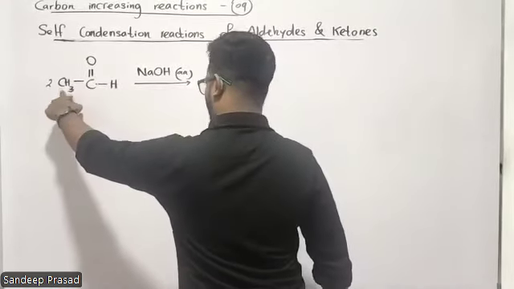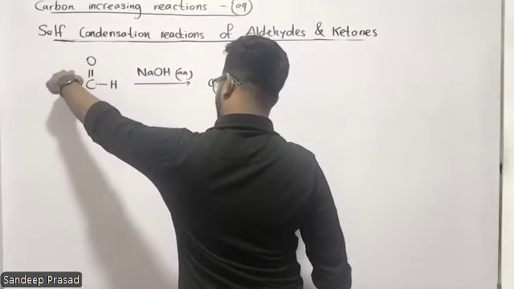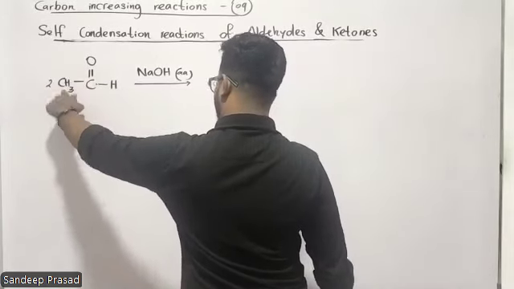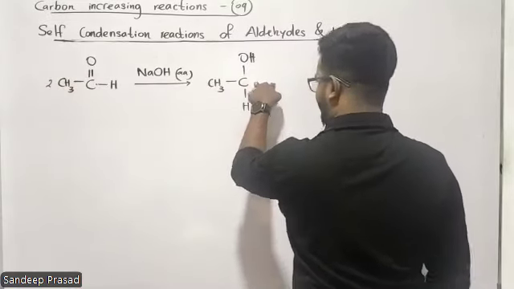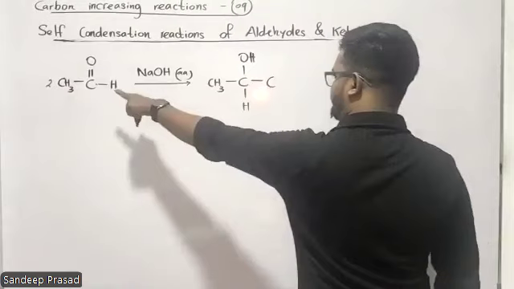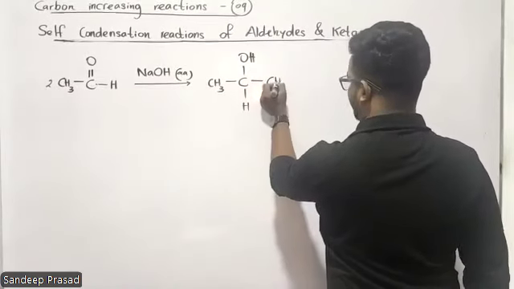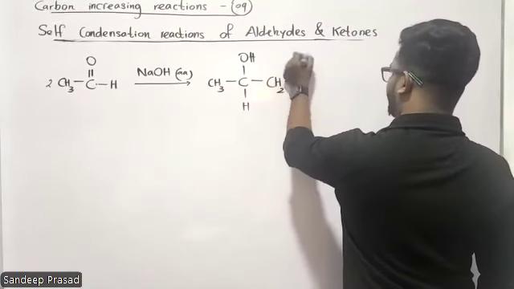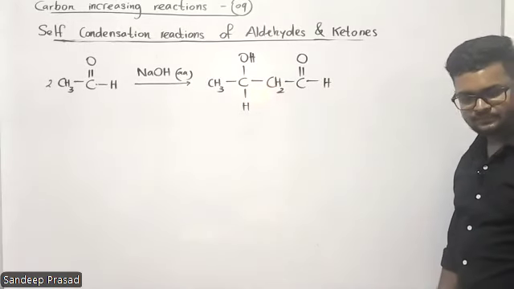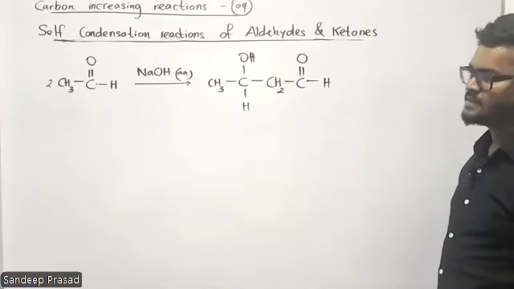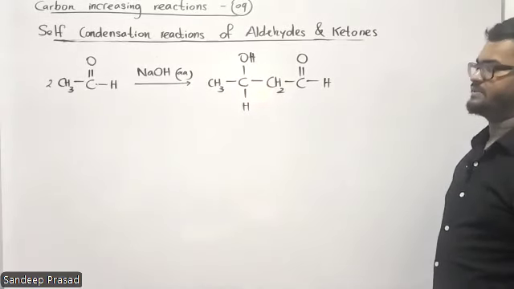Now go for the alpha carbon. Remove one hydrogen, remove the alpha hydrogen from the alpha carbon. Then the remaining things should be connected with the carbon atom here. After removal of alpha hydrogen, CH2 is the remaining group, C double bond OH. That's all. Easy. Can you understand? Very easy.